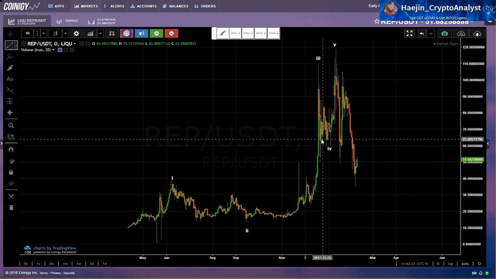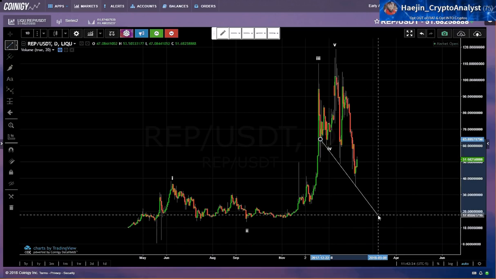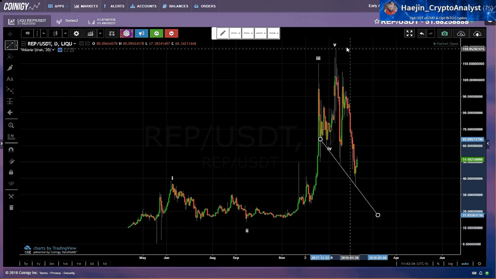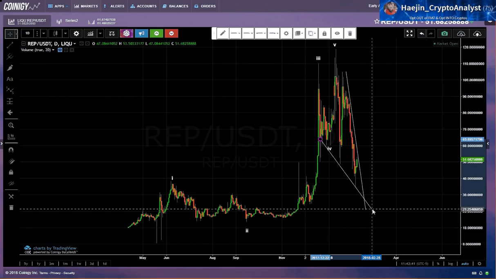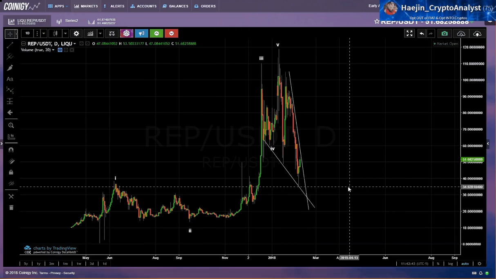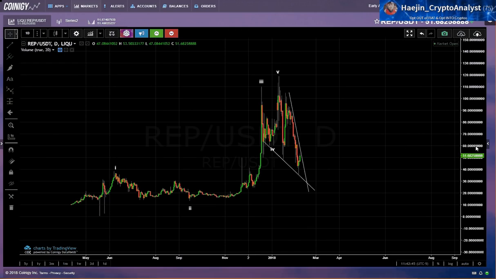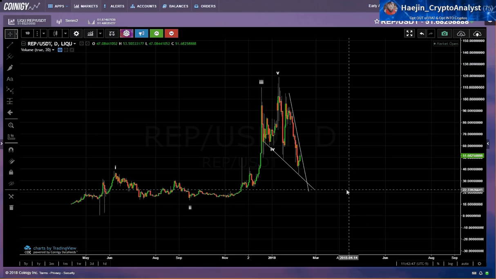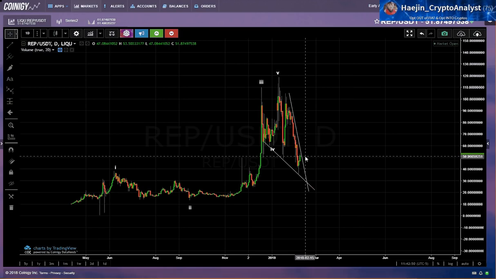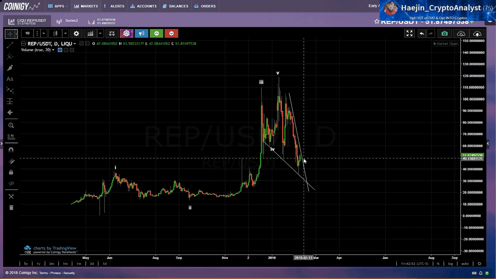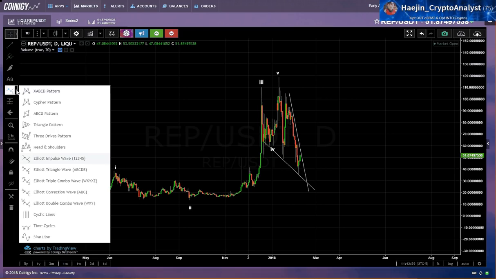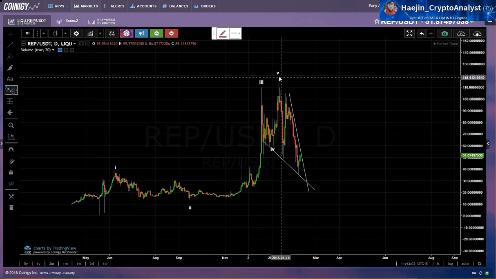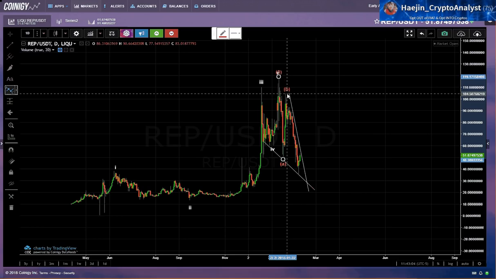If I draw a pattern on this, which is quite uncanny in this way, it's got a definable wedge. And if this wedge is going to break out, it'll be very nice to see because then the breakout will be pretty impressive. So far, this correction would count as a very nice, probably a zigzag ABC.